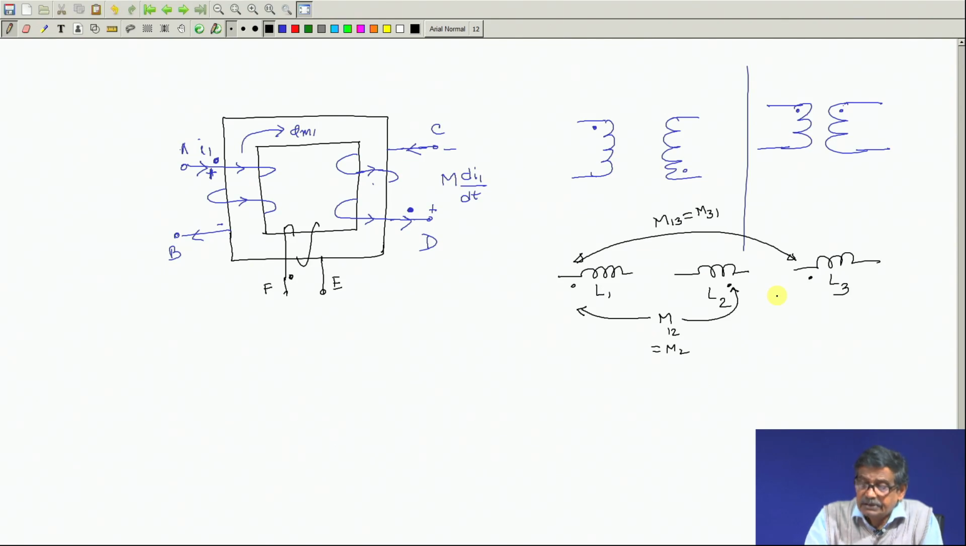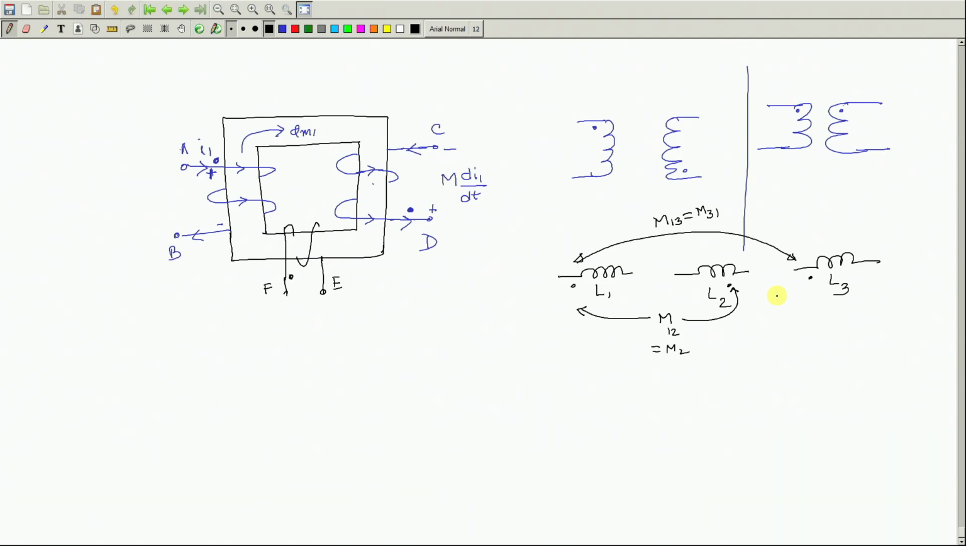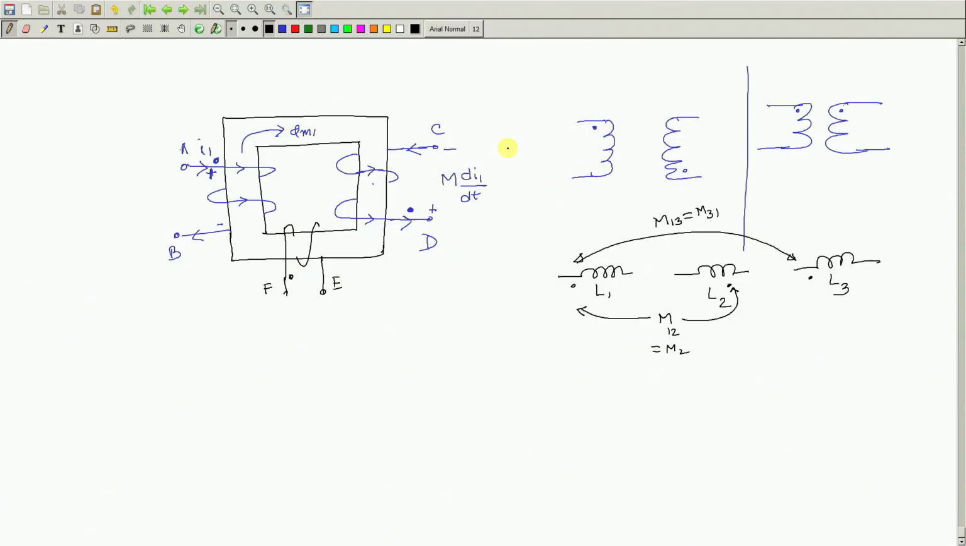In this lecture we have considered a very important phenomenon: how to decide the instantaneous polarity of the induced voltage when coils carry time varying current. Because if the currents are constant, then there is no induced voltage. If I 1 is constant, M d I 1 dt will be 0, no induced voltage here. Therefore, we will continue with that in the next class. Thank you.